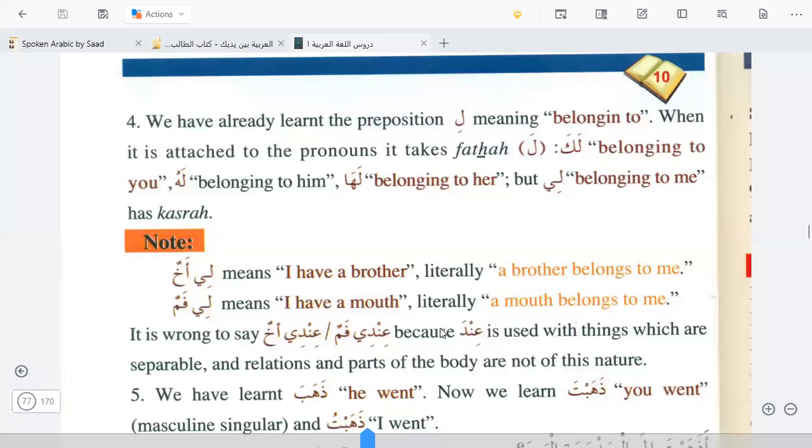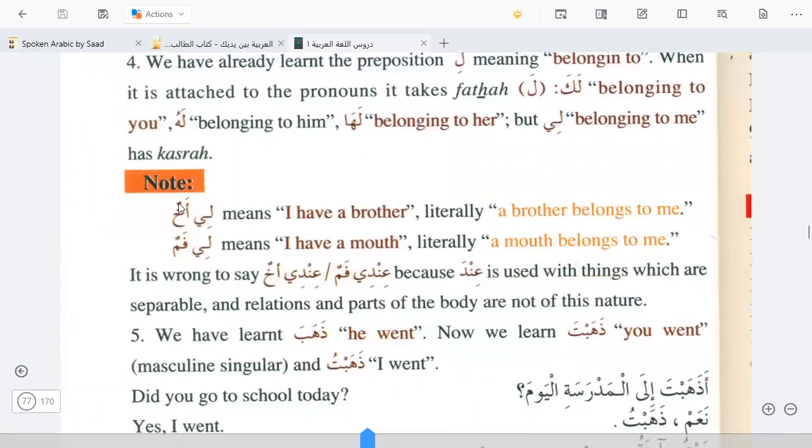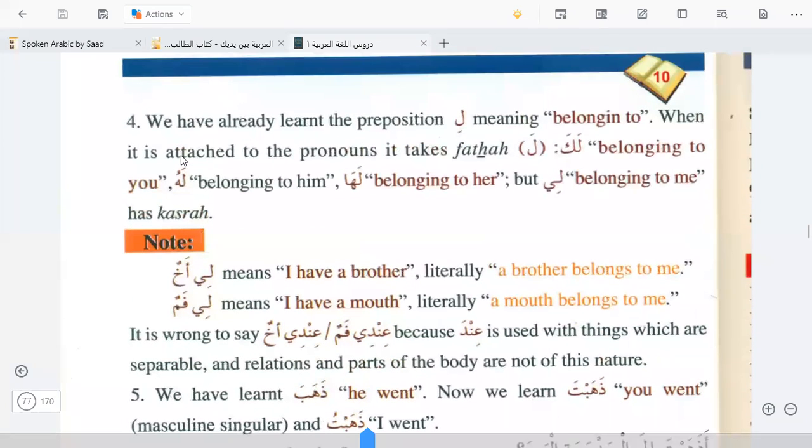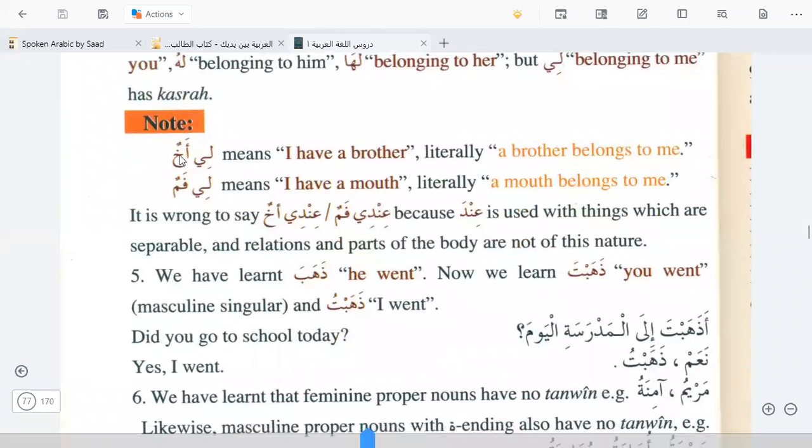We have already learned the preposition li. Li means belonging to. When it is attached to the pronouns, it takes fatha, yani zabar. Like laka, belonging to you, and lahu, belonging to him. Laha, belonging to her. But li, belonging to me, has kasra. Understand, you all? Understand this point? Yes. Good. Please mute your mics.